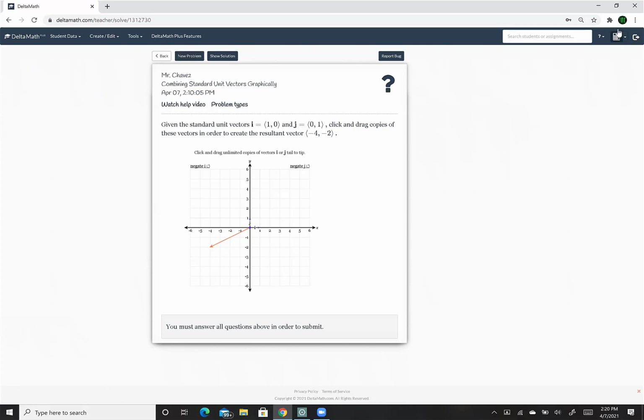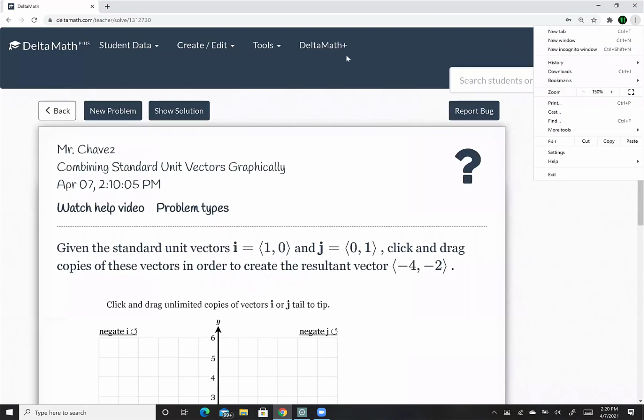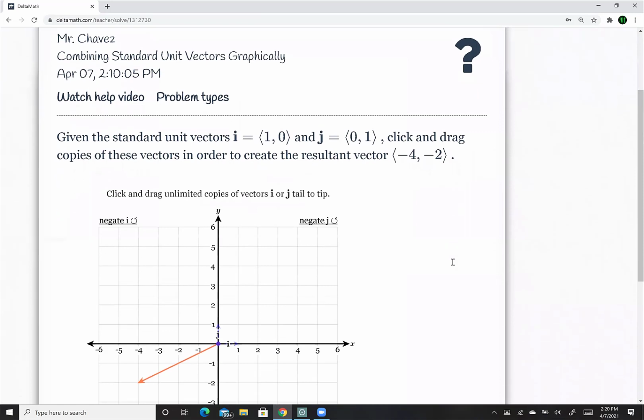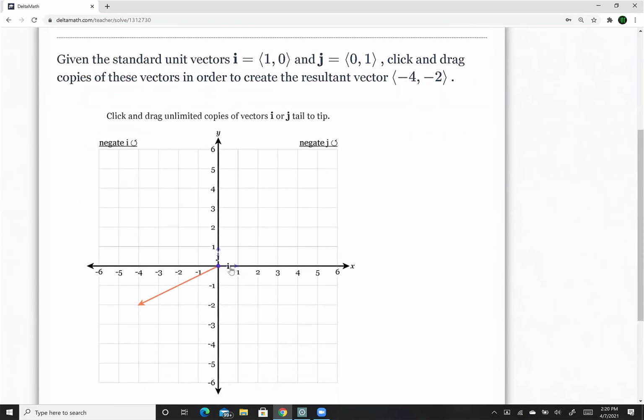Here's one. It's almost the exact same thing. Given the standard units i, where i is 1, 0, that's a vector in the x direction. j is a vector in the y direction. If you look closely, let me zoom in. Can you guys see now? Do you see the letter i right there? What about the j, how it's just right on the y-axis there? So those are what you call unit vectors. Anytime you see the word unit, they're talking about it's elementary, unit circle, unit vectors. They're just one unit.